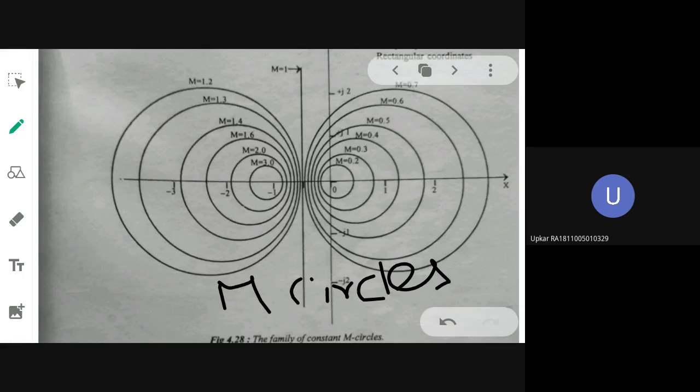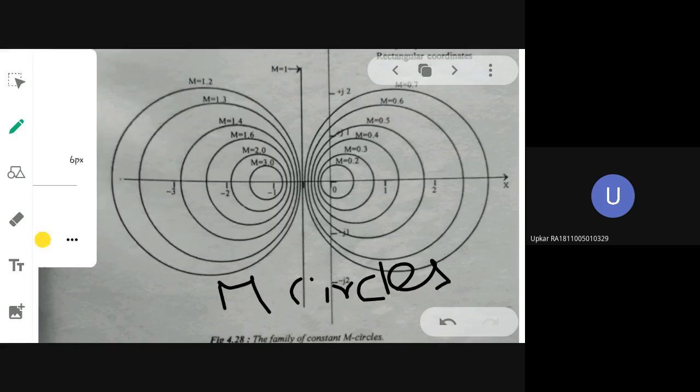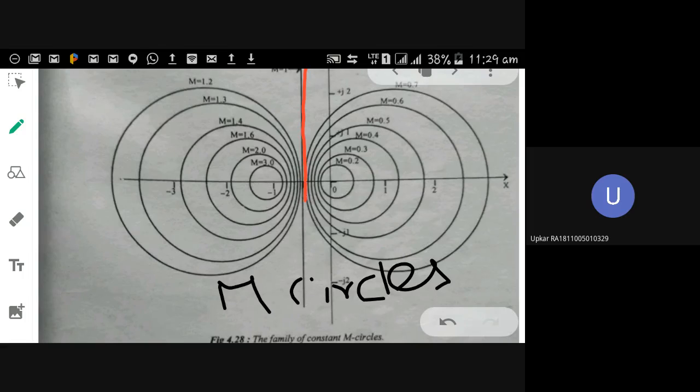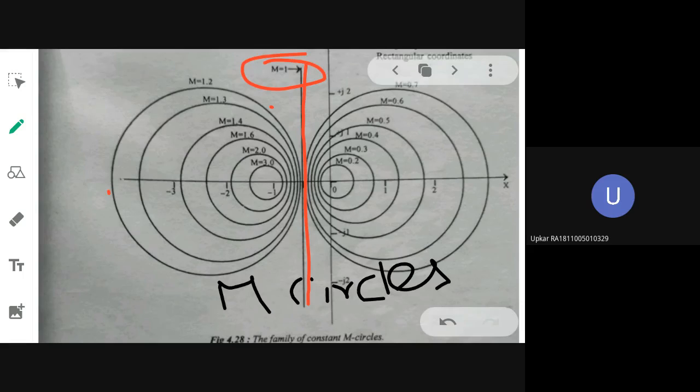Yes, ma'am. Where is it? This one, no? Minus 1. This one is your straight line that is obtained for what value of m? M equals to 1, ma'am. M is equal to 1. So whenever you are going to substitute m is equal to 1, then that shape will be what form? Circle or straight line?